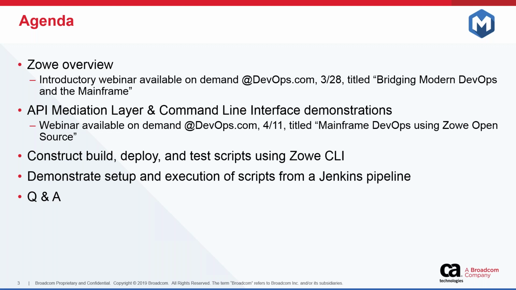And then, after I briefly cover those two topics, we will dive into more of the demonstration portion, where we talk about constructing scripts using the Zowe CLI to automate the build, deployment to a test environment, and actual testing of a z/OS application. And then we will demonstrate the setup and execution of these scripts from a CI tool, in this case Jenkins. And I'll try to leave some time at the end for some Q&A.